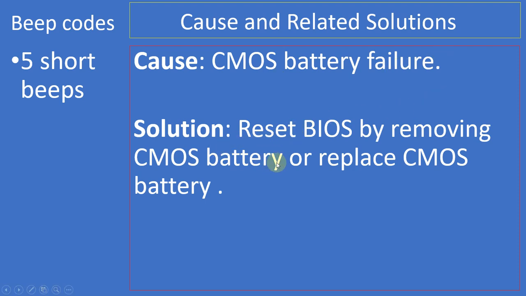To reset the BIOS means you take the CMOS battery out of the motherboard, then you short the 2 pins of the CMOS battery connector, or replace the CMOS battery. So you buy a new CMOS battery.